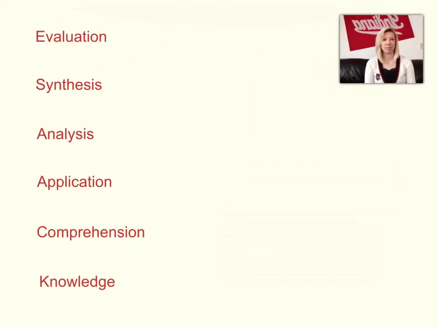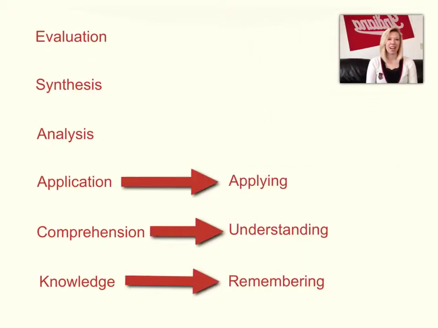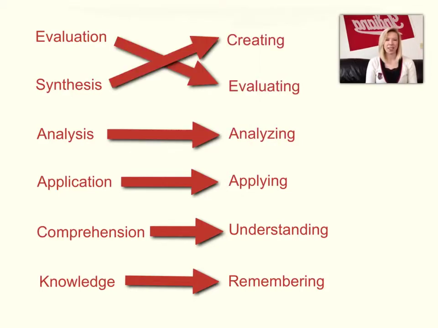Bloom's taxonomy is a classification of levels of intellectual behavior important for learning that range from low-order thinking to high-order thinking skills. The original version of the taxonomy featured a list of nouns: knowledge, comprehension, application, analysis, synthesis, and evaluation. It has since been revised to feature action verbs that correspond to the nouns: remembering, understanding, applying, analyzing, evaluating, and creating. You'll notice that the highest two levels have switched places.